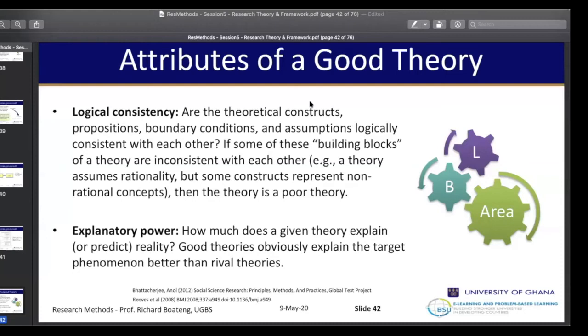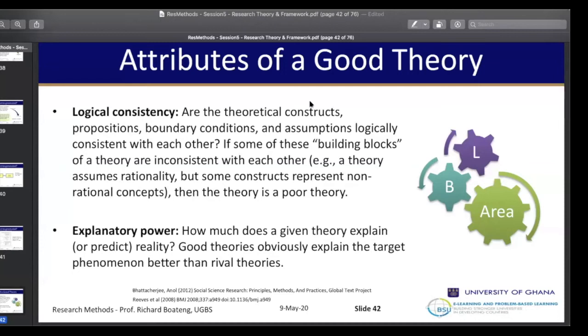Sometimes constructs represent non-rational concepts, and that makes the theory very, very weak. Sometimes somebody puts in something that cannot be measured, or puts in a variable that has so many other relationships before it can occur, so it doesn't make sense just stating it. They have to be logically related to each other. If you are saying that you should find L times B, that means L has to be there, B has to be there, and we multiply them together. You have to understand what assumptions you have of the L and of the B. All these things have to be well defined so that people can understand how to use the theory. They have to come together to form a coherent whole.